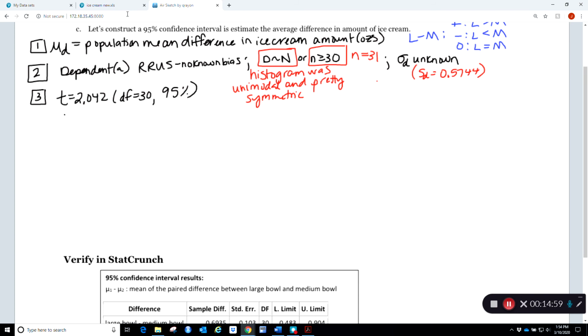So we take our 0.6935 minus our t times our SD over the square root of n. And then the same thing on the other side, but with a plus sign between them.